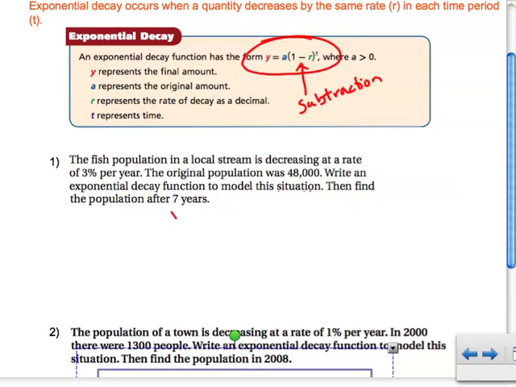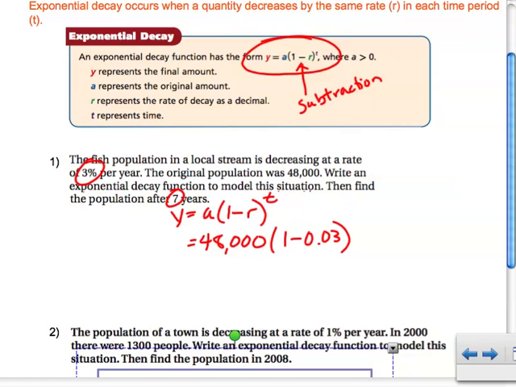Okay? Y is equal to A times 1 minus R to the T power. A fish population in a local stream is decreasing at a rate of 3% per year. Oh, that's sad. Okay, the original population was 48,000 fish. That's a lot of fish. And so that's A. The 1 minus is always there. The rate is 3%, so now we are writing it as a decimal, 0.03. Your T is 7 years.